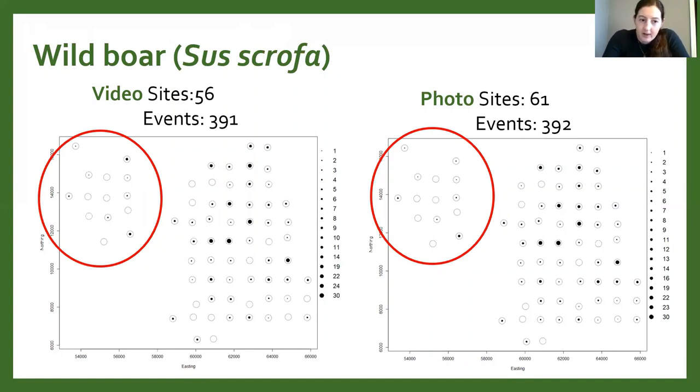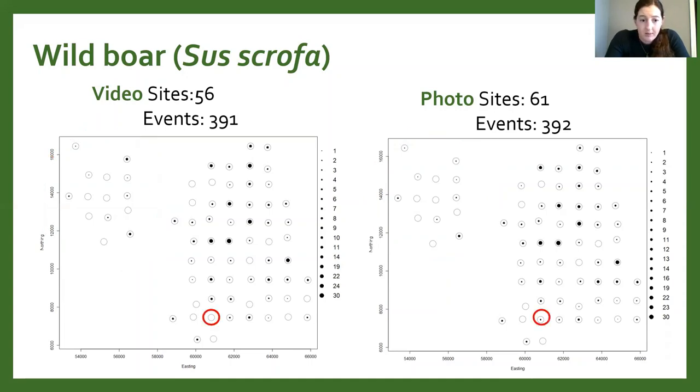I'd just like to draw your attention to this slightly separate forest patch on the left. It might look like there is less wild boar activity in this area because the dots are slightly smaller. However, this was the location of our final camera sites, so these cameras were only out for 2 weeks, whereas at every other location they were out for 4 weeks. So in terms of comparison, we need to be a little bit careful about how we treat the data from that particular location. However, overall, these two figures again look very, very similar.